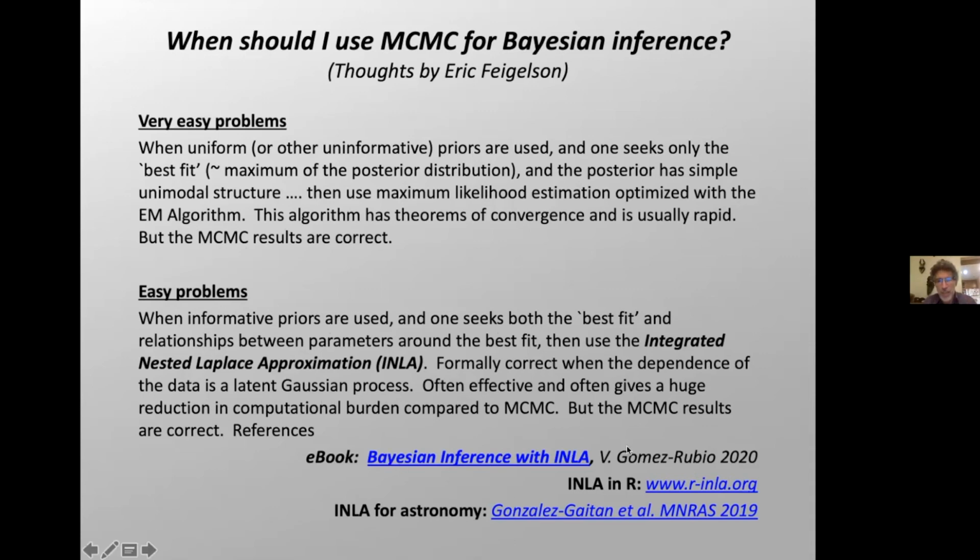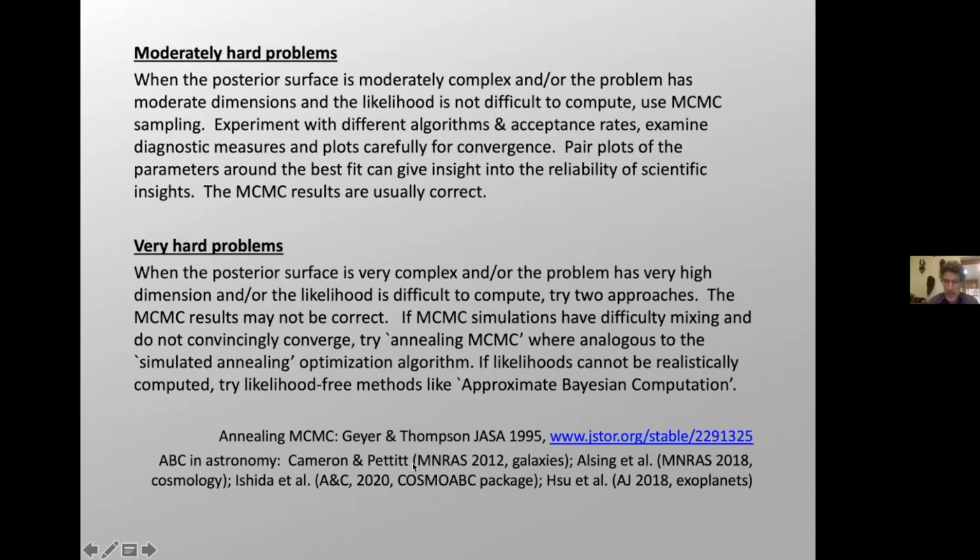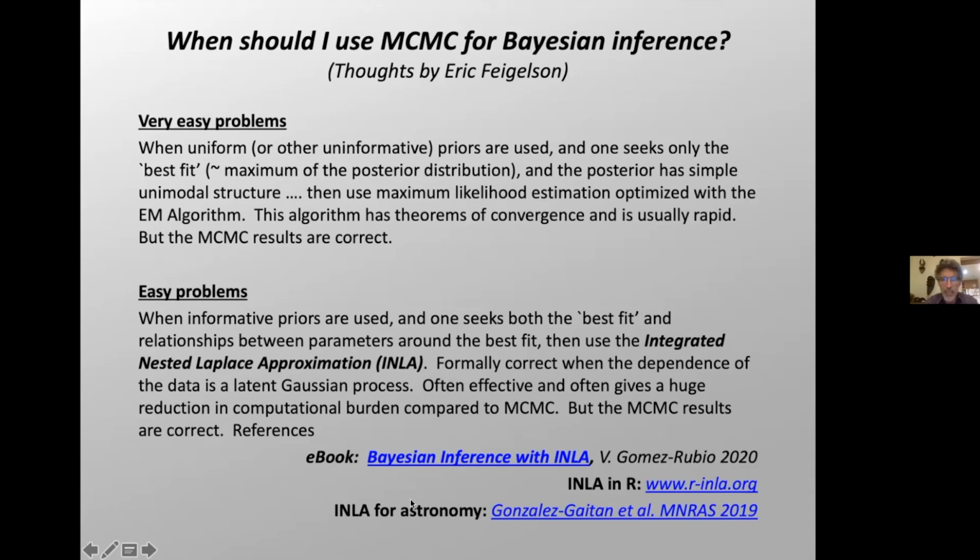And here's an ebook on it, and here's something in R on it, and here is an article by Rafael de Souza and his colleagues describing INLA for astronomy. And this article is not being read much. Many more people use MCMC than read this article. But this article is very good because there's a lot of problems in astronomy that are not so hard. And INLA is sort of the reasonable way of proceeding. But if you want to go ahead and do MCMC, you can, the results could be correct if you converged.